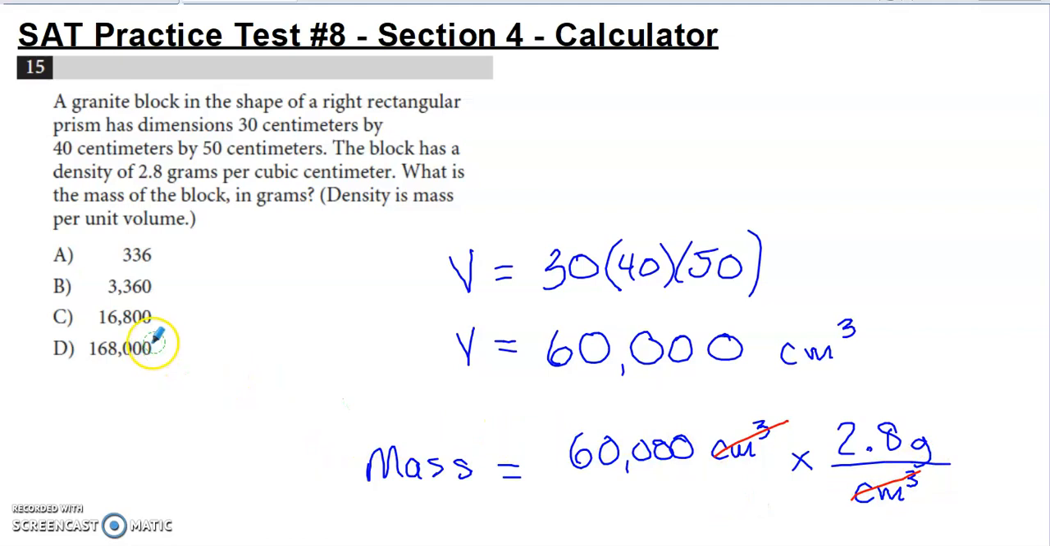And this is actually kind of weird. I was kind of surprised when I noticed this. I didn't even toss this into the calculator at all, because if I take 60,000 times 2.8, I'm for sure going to get an answer that's above 60,000. And there was only one option that was above 60,000.